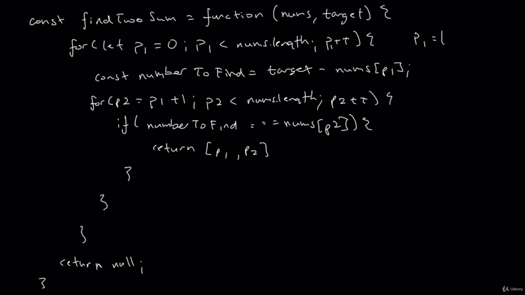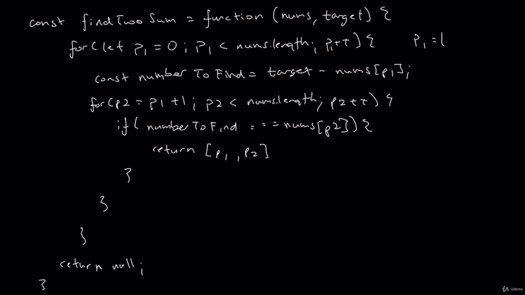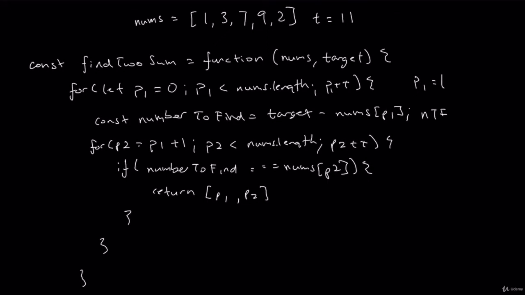Once again, we're going to step back into this new iteration and redo all those steps. So we're going to recalculate our numberToFind. numberToFind here is now going to be equal to the target, which is 11, minus nums at P1 at 1, which is 3. 11 minus 3 is 8. Once we've initialized this numberToFind value, we step into our for loop again. P2 is equal to P1 plus 1. So P2 here is equal to 2.